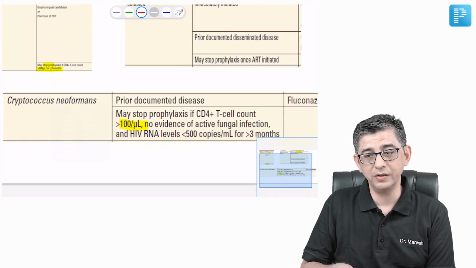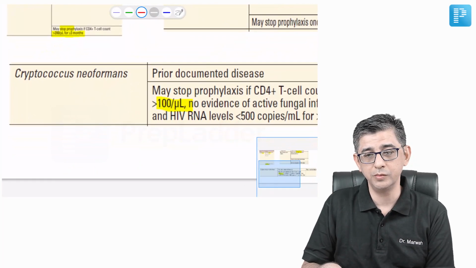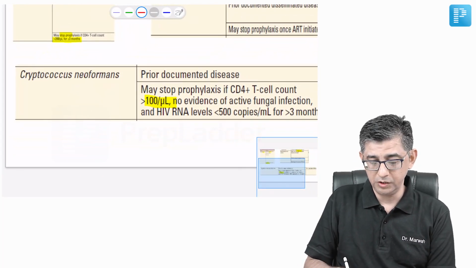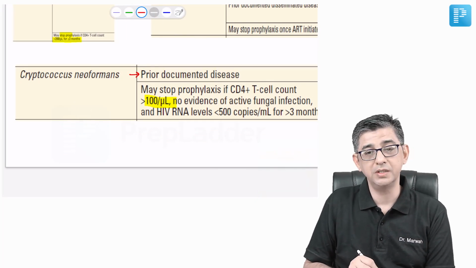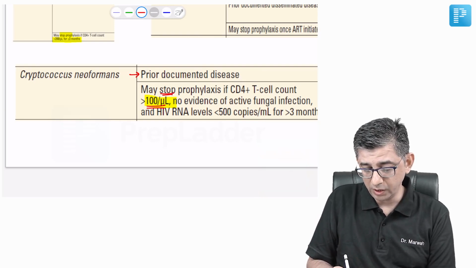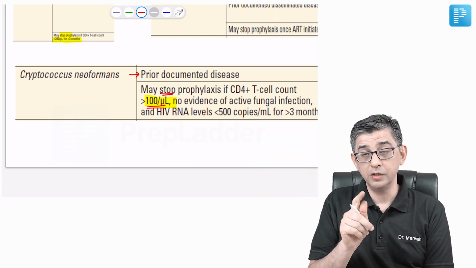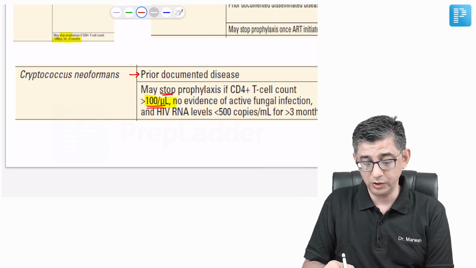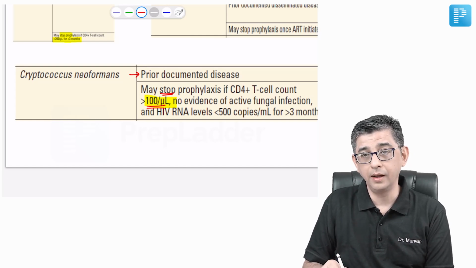So let's look at what Harrison says for Cryptococcus neoformans. I'm zooming it in. Read the words carefully: this is for the start and this is for the stop, and he says only if there's a prior documented disease, which I have highlighted. He says stop if the values are more than 100. Remember this mathematical value, because I'm going to come back to the previous slide. This is an indication for stopping.